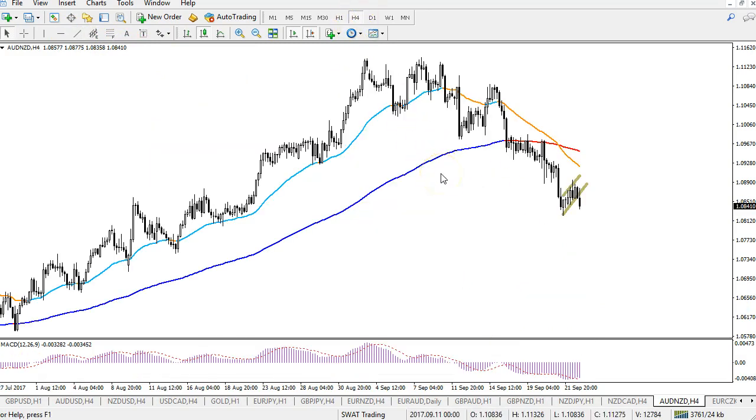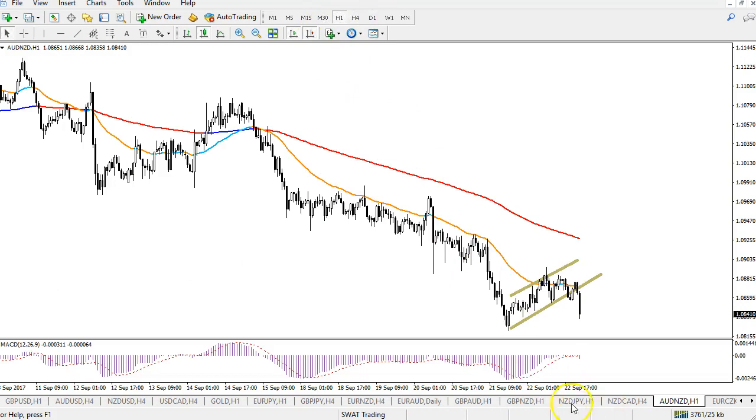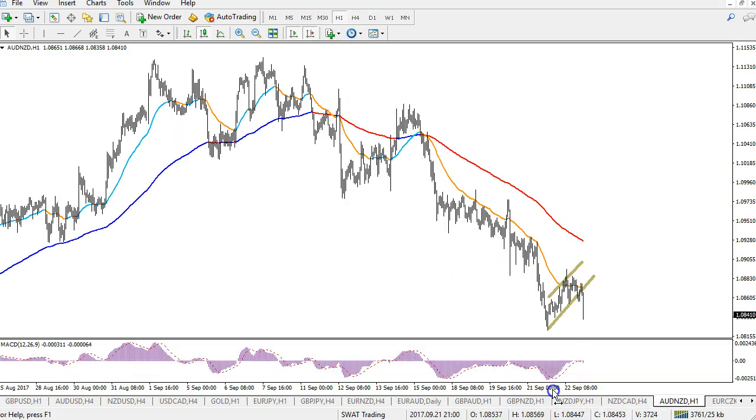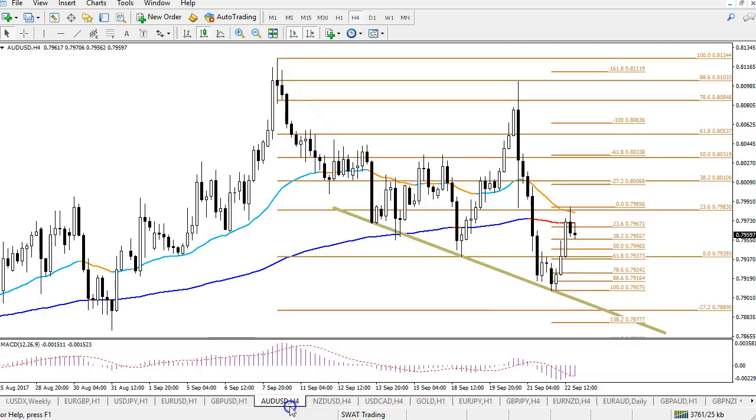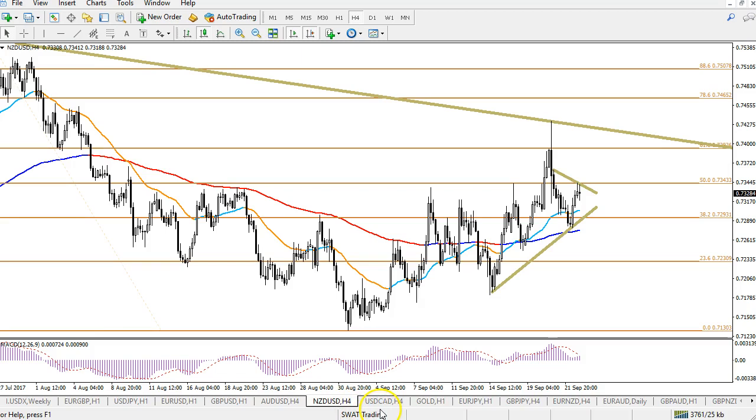No divergence on the 4-hour chart. On the hourly chart, not either. So there could be a single divergence eventually, but that's not all too important on the hourly chart. So it looks like a sturdy downtrend. What that means is Aussie weakness is better, Kiwi strength against the dollar is probably better.